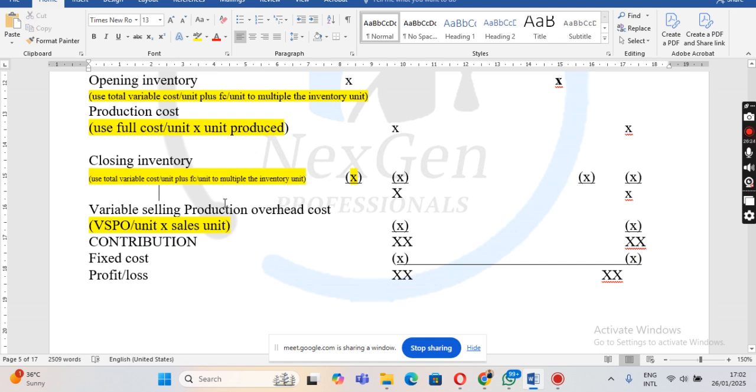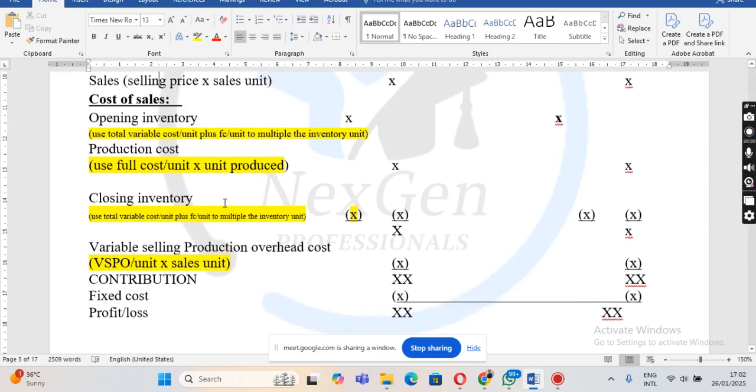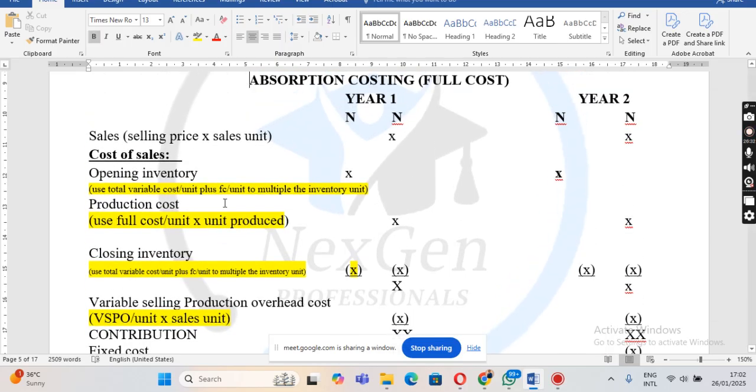Use the total variable cost per unit plus the fixed cost per unit to multiply the what? The inventory, which is the what? The closing inventory. Class, the closing what? The closing inventory. Now, in this case, let me put something here.